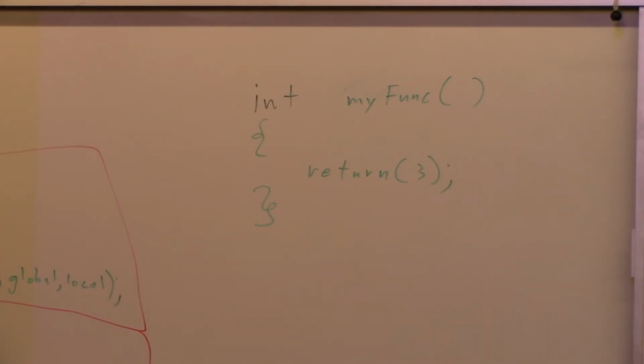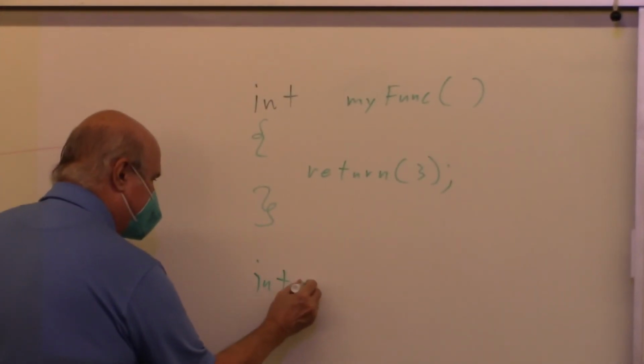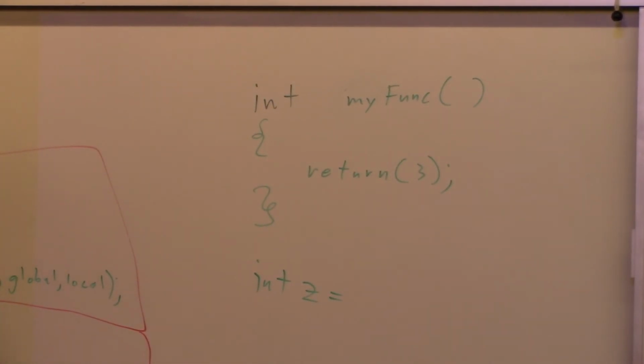And for our purposes, let's make this simple function that just returns a value of 3. How do I get that value? How do I get the value that my func returns into a variable? So I say I want to get it in integer z. How do I get the value of func into integer z?